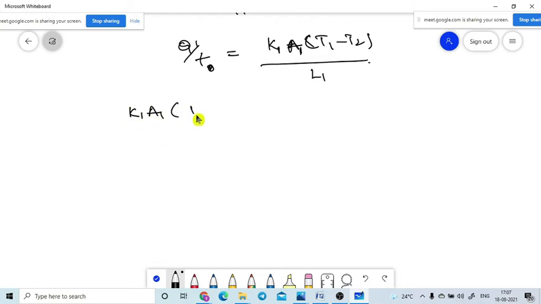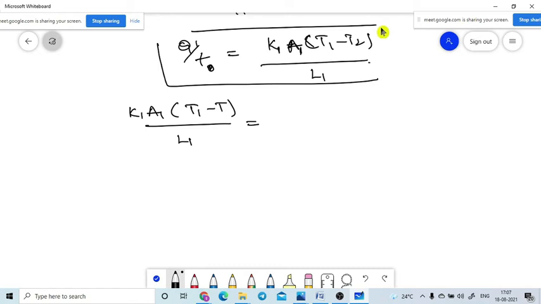I am comparing that: K1 A1 (T1 minus T) divided by L1. This is the only formula I have written, and I am comparing it with the above diagram. So K2 A2 (T minus T2) divided by L2. What is our goal? Our goal is to find out what temperature T is attained at the junction. I am concentrating on finding this temperature.